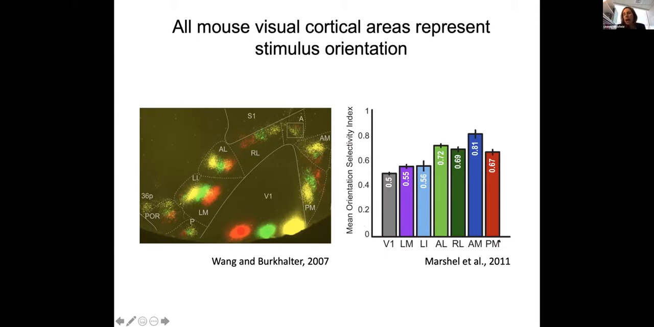This group, Ed Callaway's group, used two-photon imaging to determine the orientation selectivity of neurons across all of these different areas. What they found was that the orientation selectivity was remarkably similar. There were some variations, and maybe some areas are slightly more orientation selective, but overall the take-home message is that all these areas do seem to robustly encode orientation, which to me begs the question: which one of these areas, or if any of them, is really necessary for the perception of orientation?